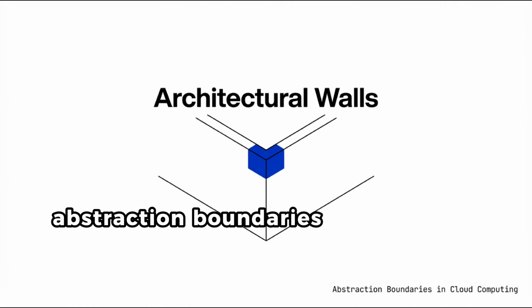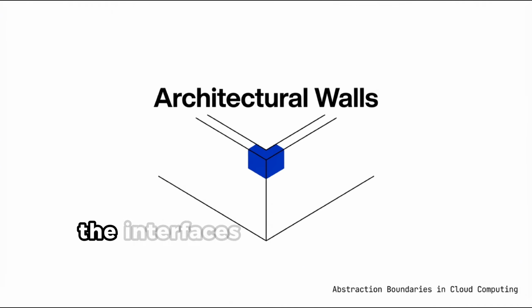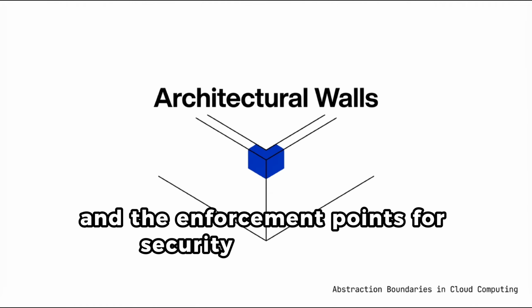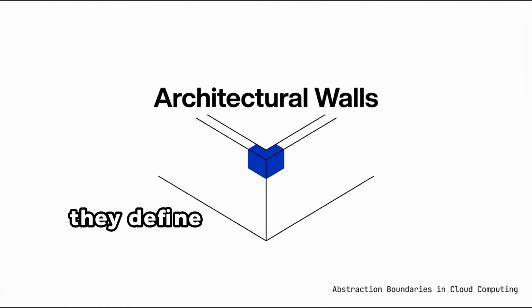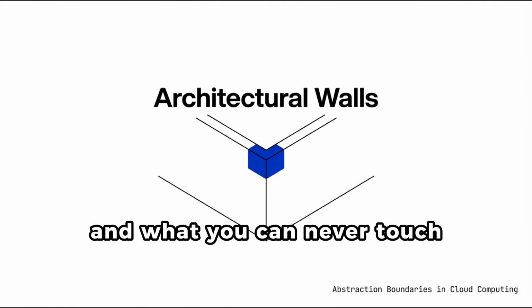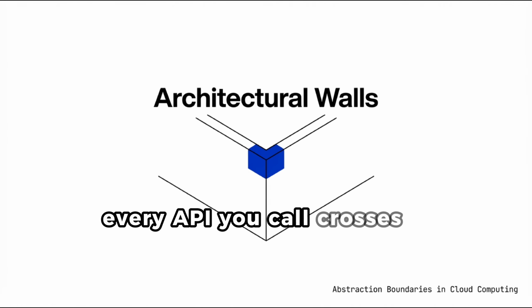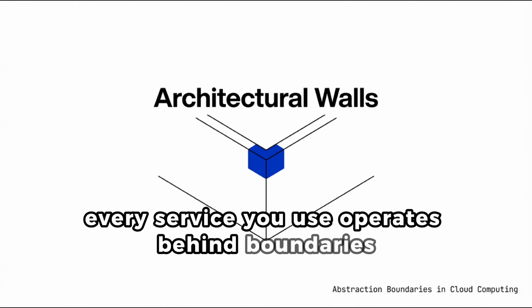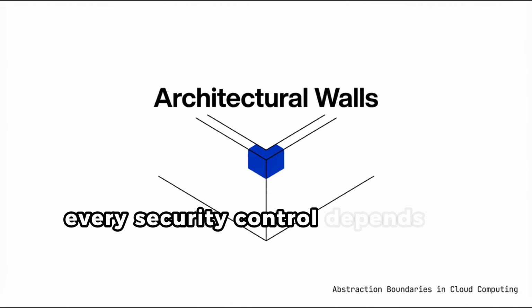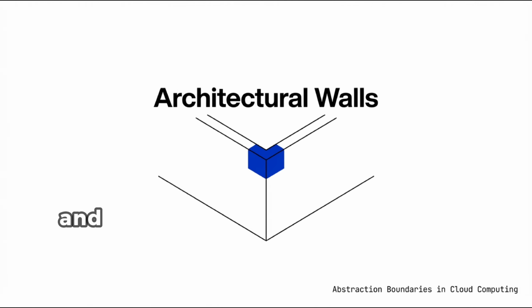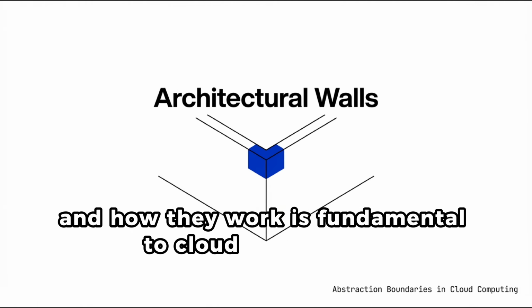Abstraction boundaries are the walls between layers, the interfaces between domains, and the enforcement points for security and isolation. They define what you can control, what you can observe, and what you can never touch. Every API you call crosses a boundary. Every service you use operates behind boundaries. Every security control depends on boundaries holding. Understanding where these boundaries are and how they work is fundamental to cloud architecture.